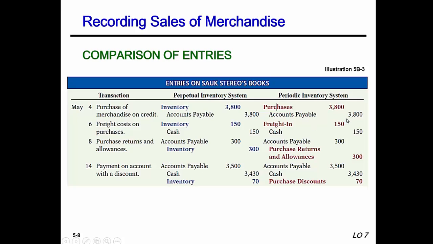In a periodic inventory system, you have inventory, but you only adjust it once a year. So most of your transactions use the purchases account. Also, there is a separate account for freight in, and in a periodic inventory system, purchase returns and allowances is an actual account, as is purchase discounts.